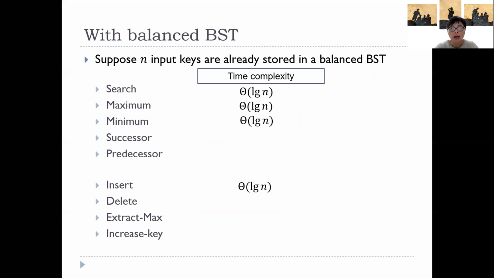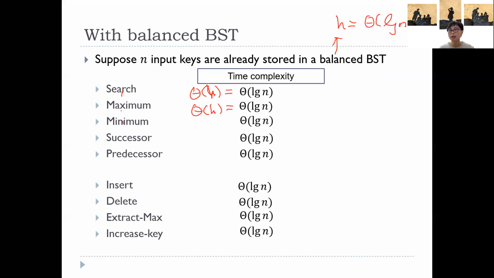We're not talking about how the balanced binary search tree is implemented. This is just a point I want to make. But the key message to remember is that if you have n input keys already stored in a balanced binary search tree, then the height is log n. Remember that all these operations take time on the order of the height, which means order of log n now. So it's no longer linear time. All of these operations, including the dynamic ones, can now be implemented in only order log n time in the worst case, if you use a balanced binary search tree.